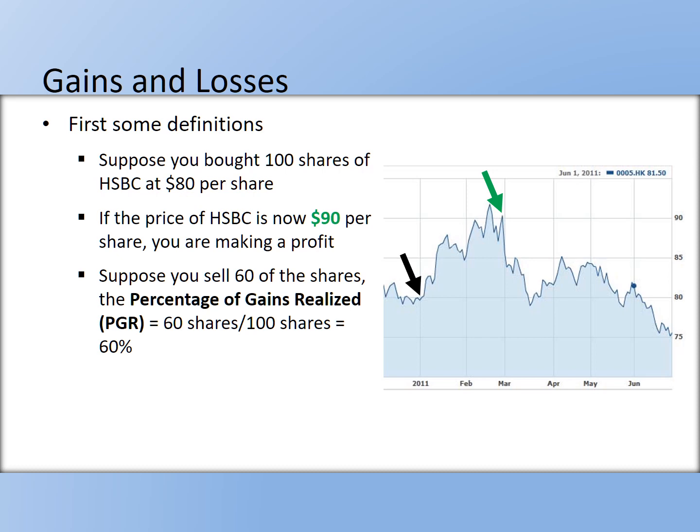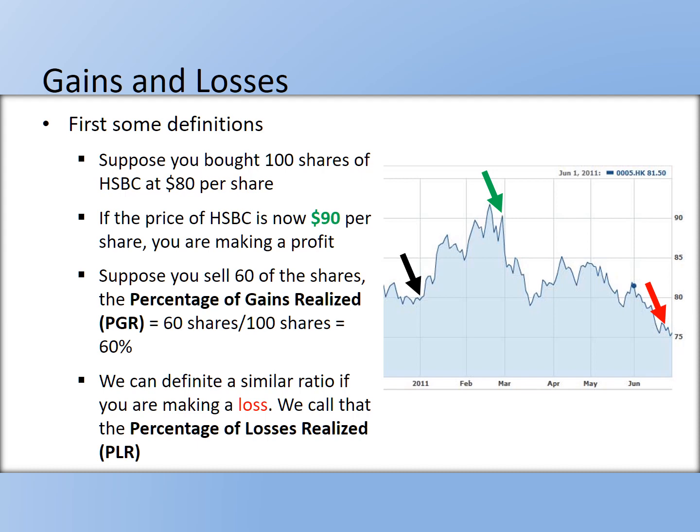To turn a paper profit to an actual profit, you have to sell your shares. So let's say you sell 60 of your shares, right? Then the percentage of gain realized, PGR, equals 60 divided by 100. That's 60%, right? So you have 100 shares. You sell 60 of them. Then PGR is 60%.